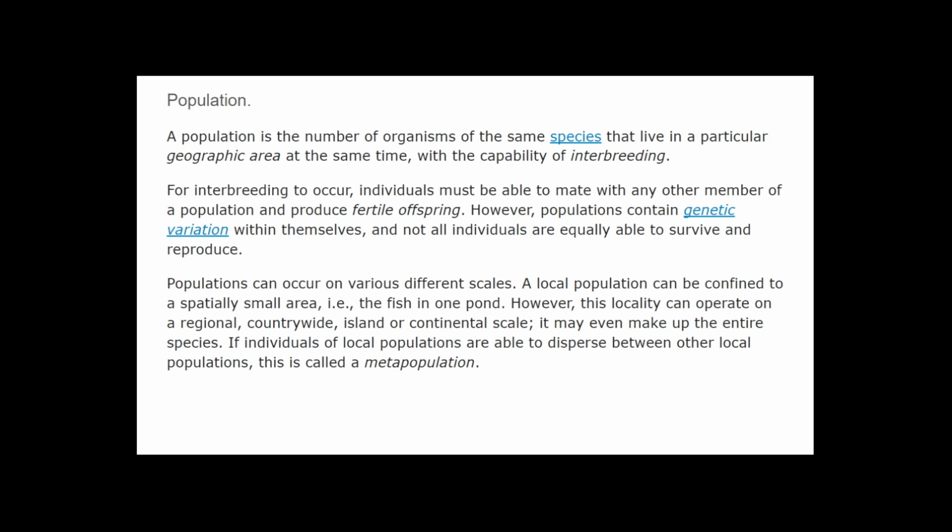So we can change the meaning of a population depending on context. It can be very regional, or it can be more general. If individuals of a local population are able to disperse between other local populations, this is called a metapopulation.